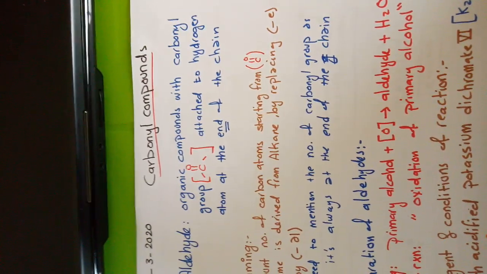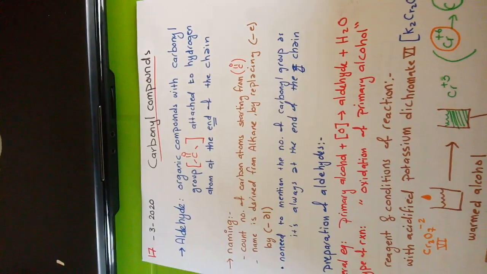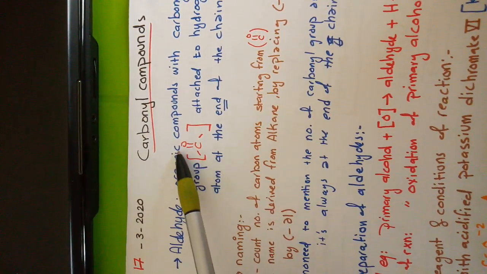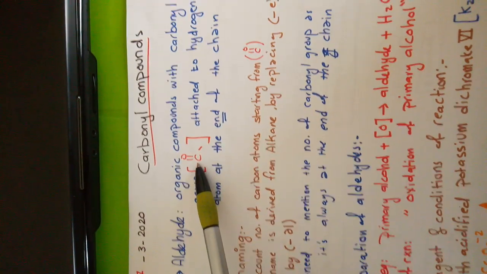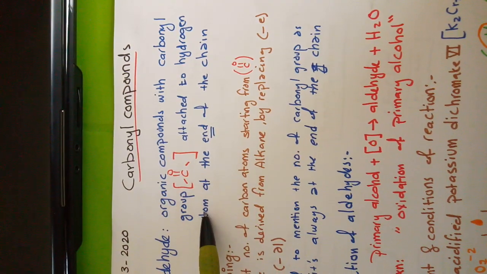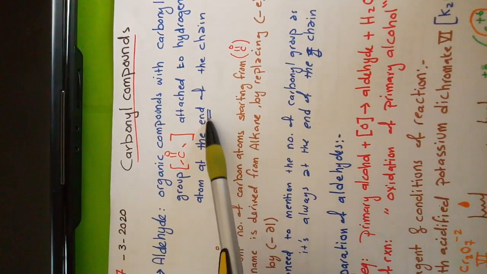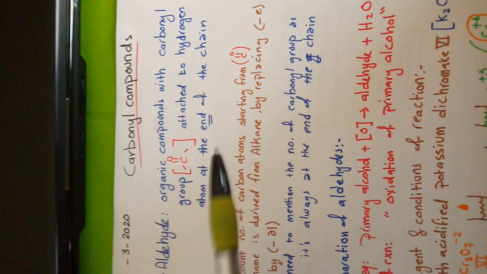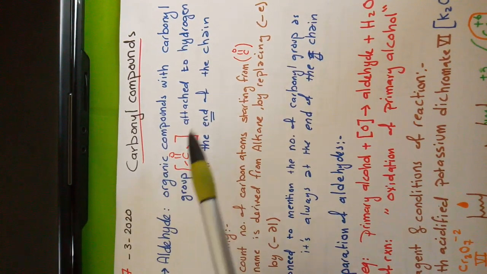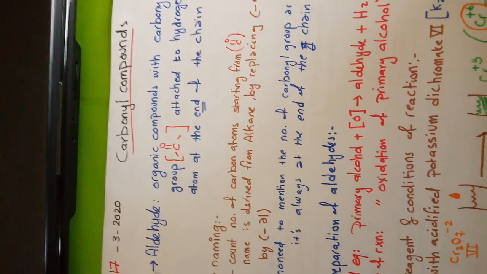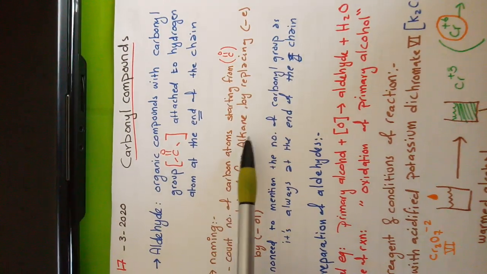Okay, what's the meaning of carbonyl group? It's a carbon atom that is bonded in a double bond to oxygen. So this is the carbonyl group. And it will be attached to a hydrogen atom at the end of the chain. Okay? At the end of the chain, you can see the carbonyl with a hydrogen atom, so you can say it's an aldehyde.